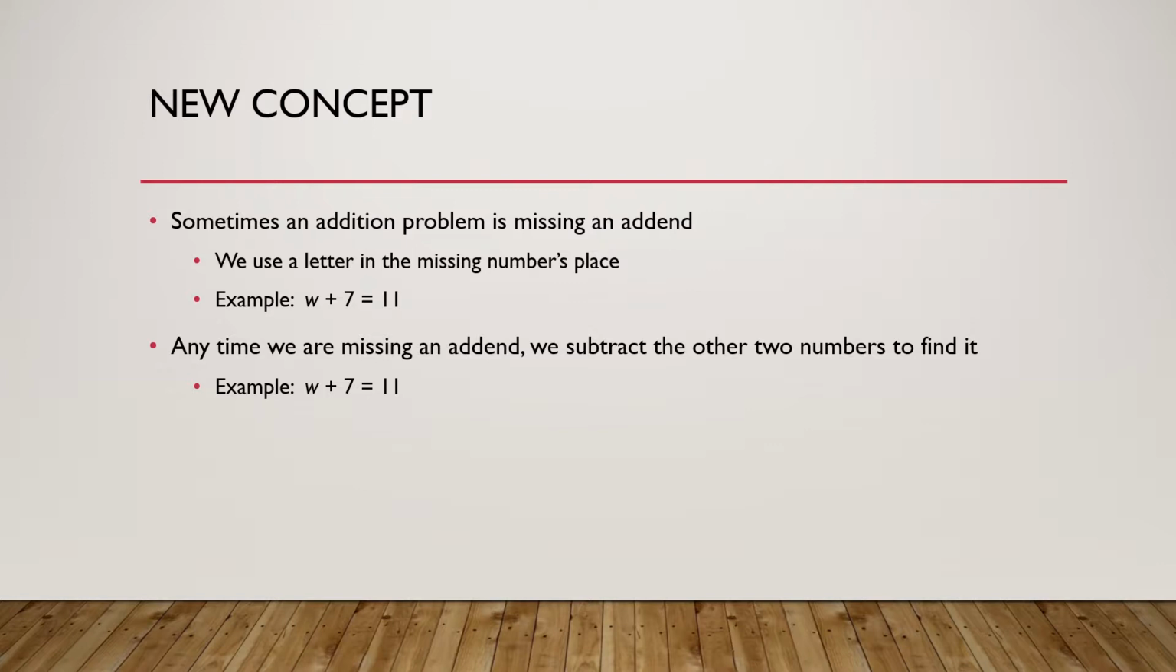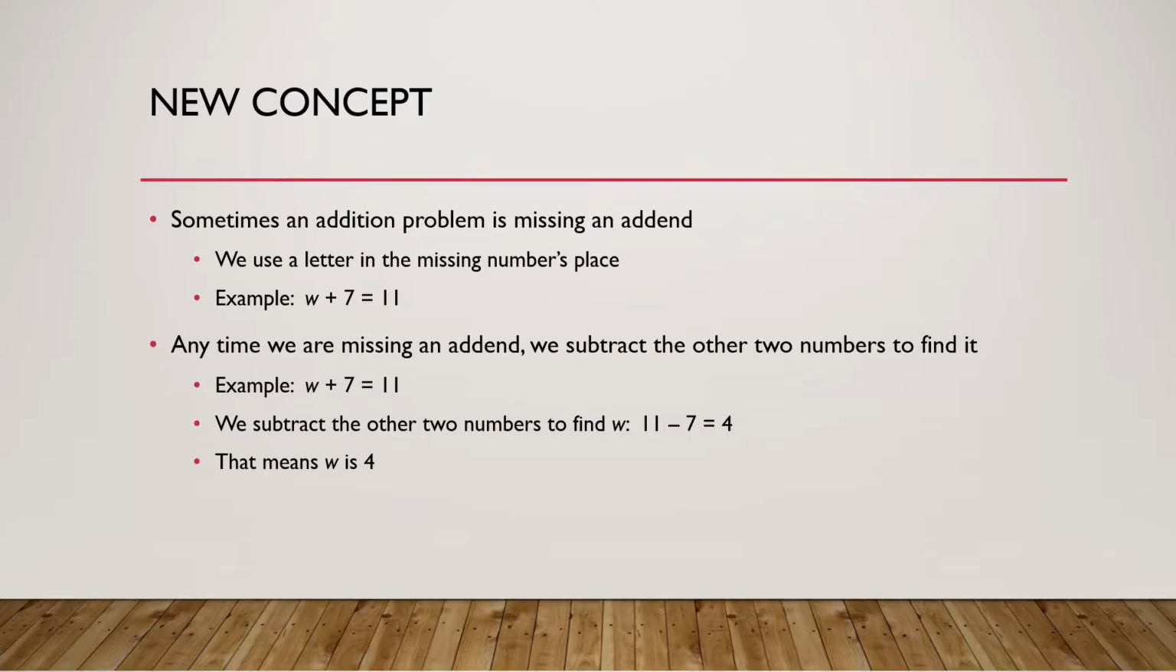So if we're going to use that same example, W plus 7 equals 11, we would subtract the other two numbers to find W. 11 minus 7 is 4, so W is 4. And if you were to put 4 in for W in the original problem, it would be 4 plus 7 equals 11, and that is true, so you know you got the right answer.